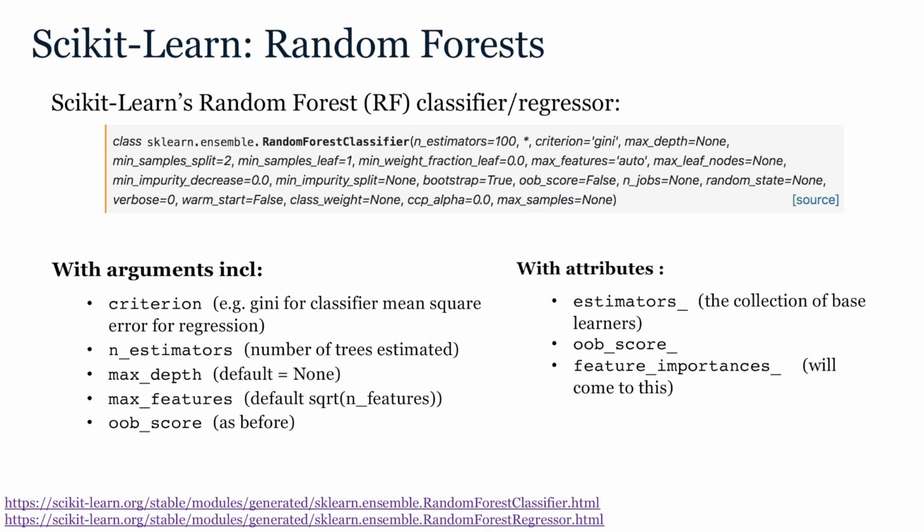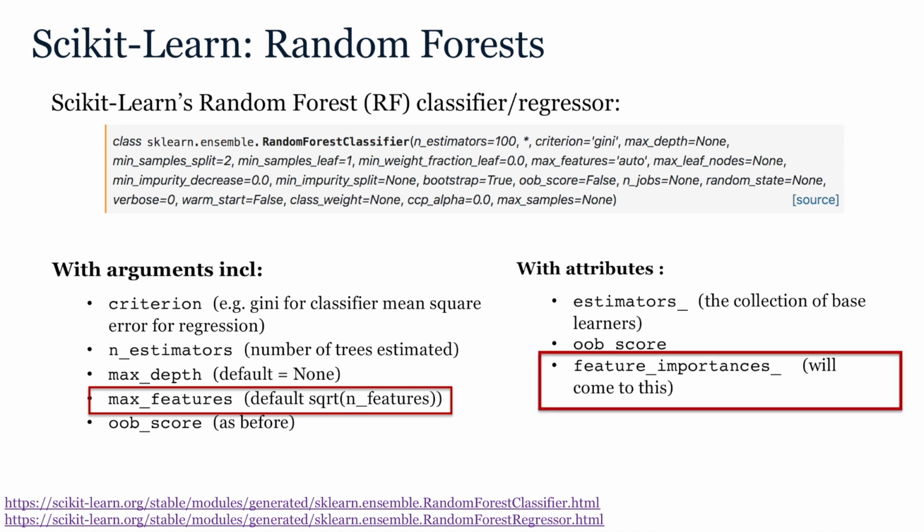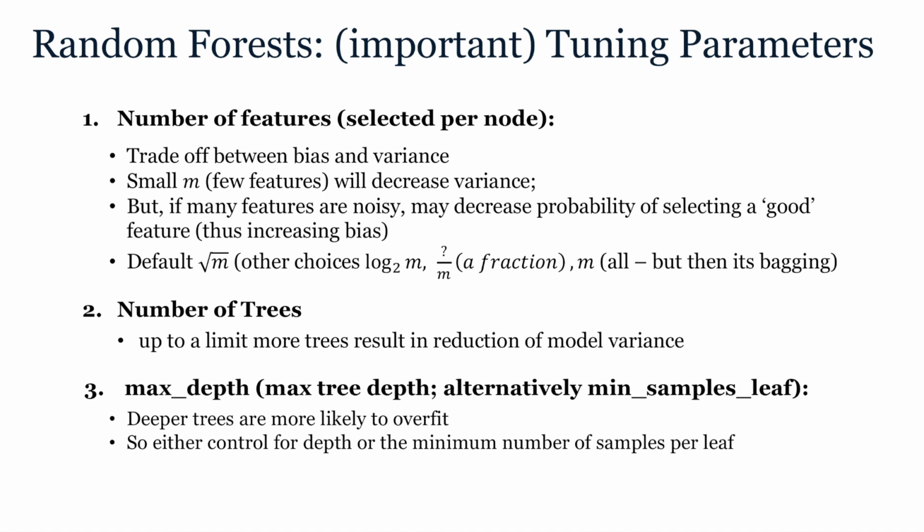So again, in Tuesday's tutorial, we will go through the process of training random forests using scikit-learn, noting the use of the max features argument, which will control the proportion of features considered at each node in the tree. We will also show how ensemble methods such as random forests return a really useful attribute known as feature importances, which can be used for feature selection, which will be described in week 8.